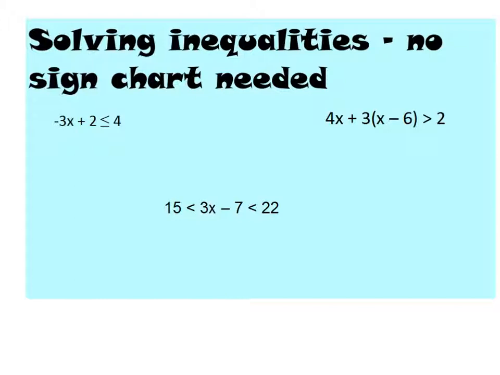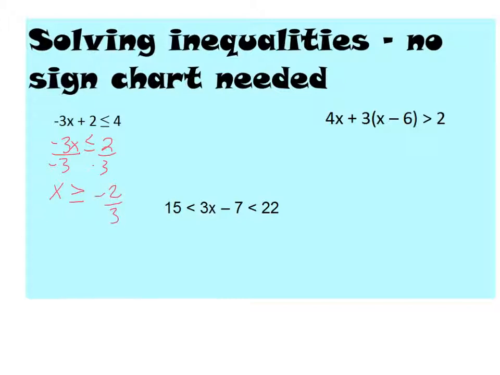So I would subtract the 2. And then I would divide by -3. Oh, remember though, when you divide by a negative, that's going to switch the direction of your inequality. So x is greater than or equal to -2/3.